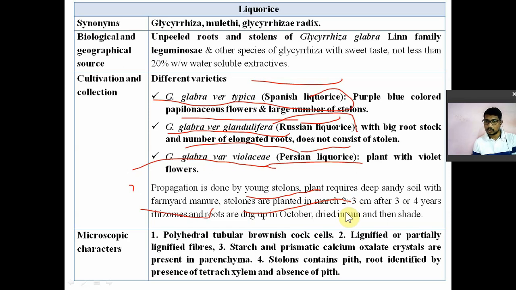After 3-4 years, rhizomes and roots are dug up in October and dried, and then they are dried in the shade.